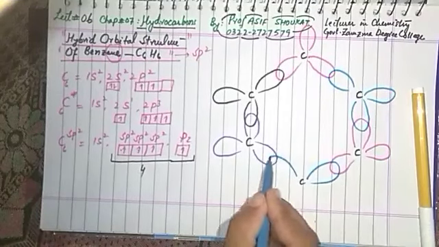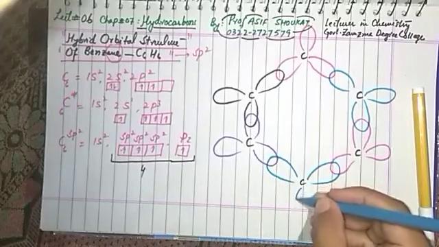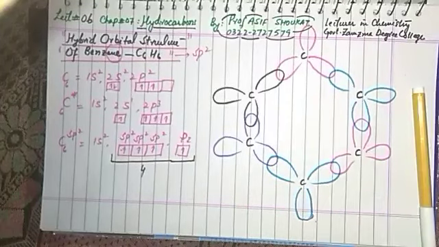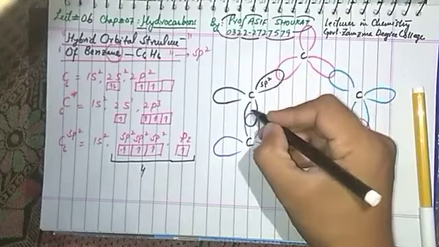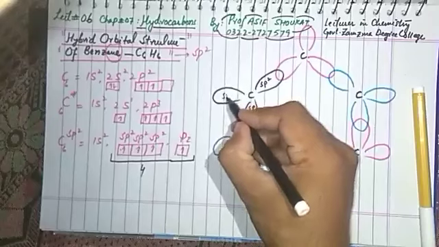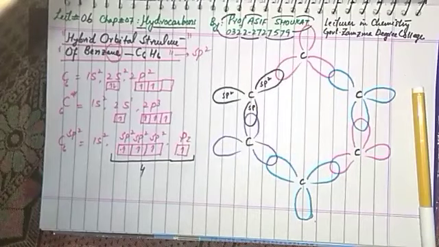1, 2 and 3. Students, you must appreciate me that within this limited space I have made this difficult structure. So students, just like a fan, each carbon can be visualized. Now I'm just labeling that sp2, sp2 and sp2 orbitals are there.